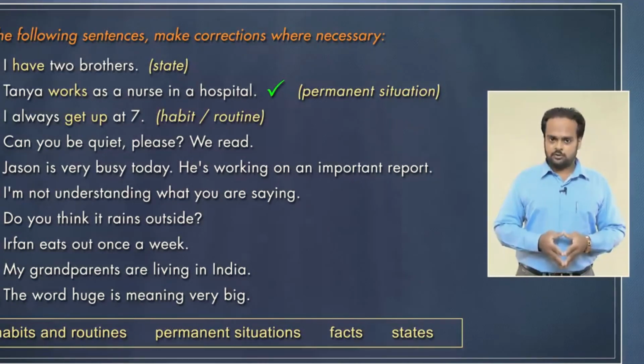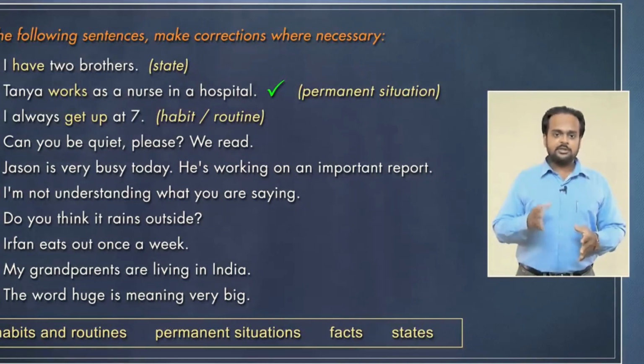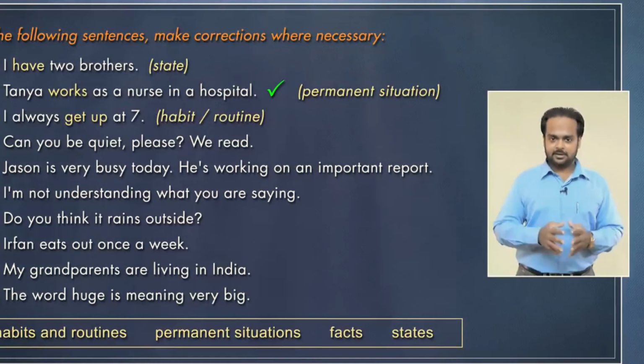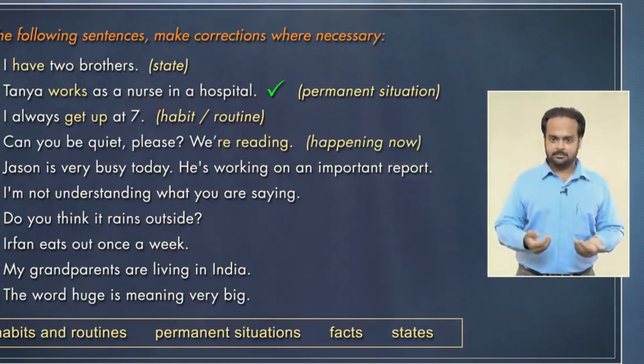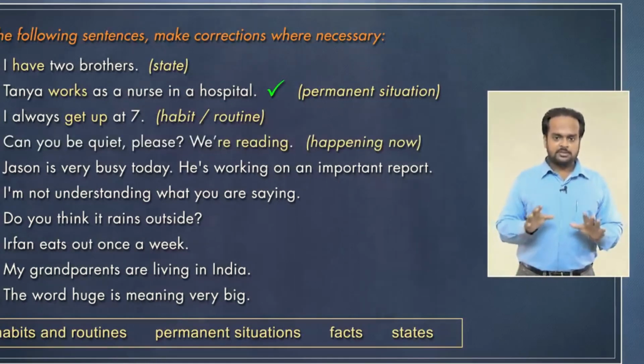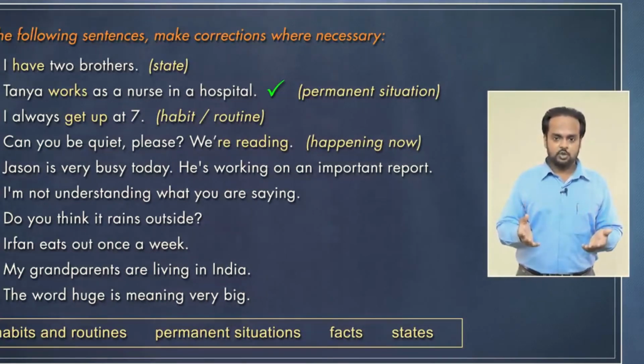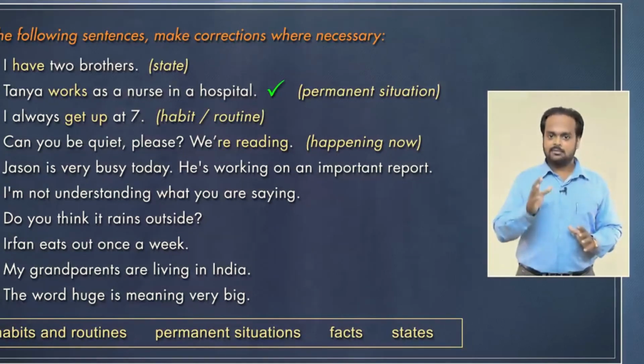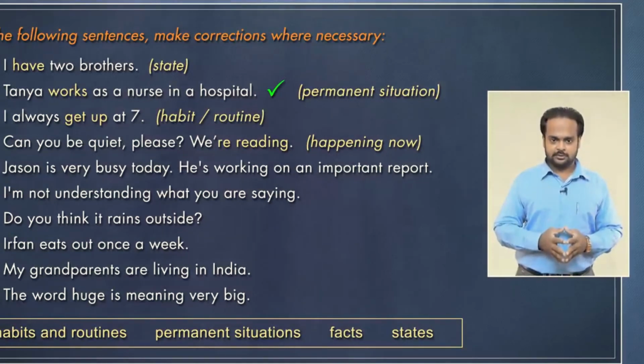Number 4 is also wrong. But here, using the present simple tense is the mistake. It should be we're reading. You should not use the present simple here because this is not a habit. It's not a permanent situation. It's not a fact about the world. And it's not a state. It's an action, reading. And it's happening now. That's why we use the continuous tense.